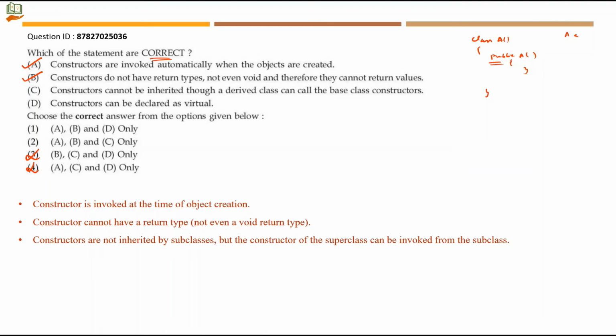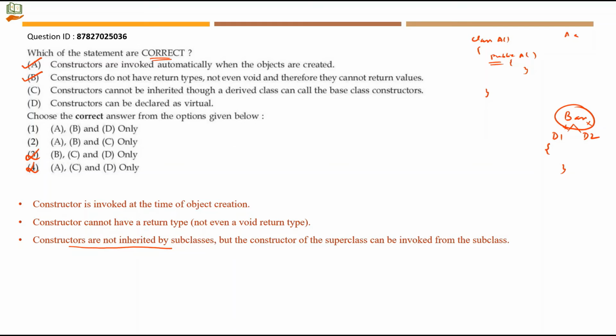Next they are saying constructors are not inherited by subclasses. Subclass means derived classes. But the constructor of the superclass, the base class, can be invoked from the subclass. There is a base class and we have derived 1 and derived 2 class. The constructors are not inherited here. But the constructor of the base class can be invoked from the subclass. It means inside the subclass or inside the derived class, I can invoke the base class constructor.